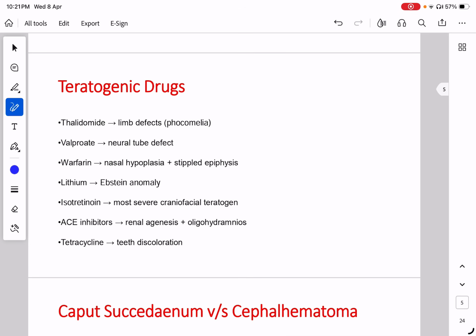Second topic is teratogenic drugs. We will have a look at few important teratogenic drugs. Thalidomide, every one of you knows well. It causes limb defects, so phocomelia. Valproate, it causes neural tube defect. It is important because a case-based question can be asked that a female 30 years of age with epilepsy since last 10 years is on sodium valproate, delivers a child, and which teratogenic effect is suspected. So neural tube defects are common with sodium valproate.